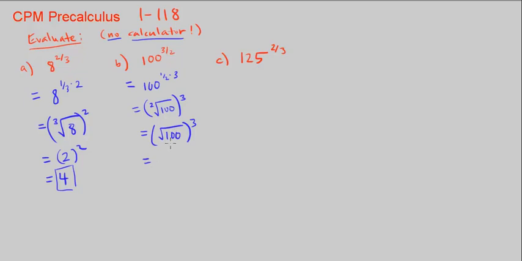The square root of 100 we know is 10. So 10 cubed, we know 10 times 10 is 100, times 10 again is 1,000. So 10 cubed is 1,000. And this is equal to 100 to the 3/2 power.